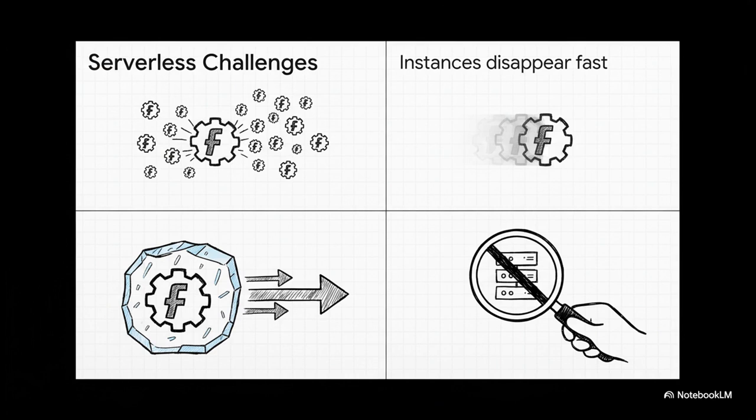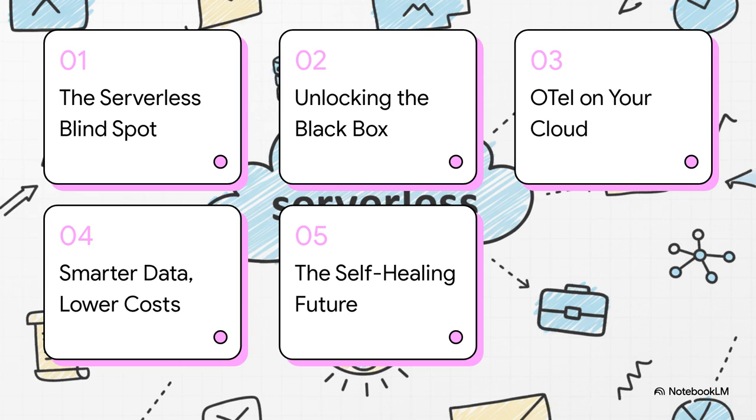Things scale up and down on their own, which is great, but the instances vanish in the blink of an eye. You've got cold starts messing with your latency. And there's no server you can just SSH into to poke around. It's a completely different ballgame. So, here's how we're going to tackle this. First, we'll pinpoint exactly what this serverless blind spot is, then we'll see how OpenTelemetry unlocks that black box. After that, we'll get practical and look at setting it up on your cloud, figure out how to keep costs down, and then we'll peek into the really cool self-healing future that this all makes possible.